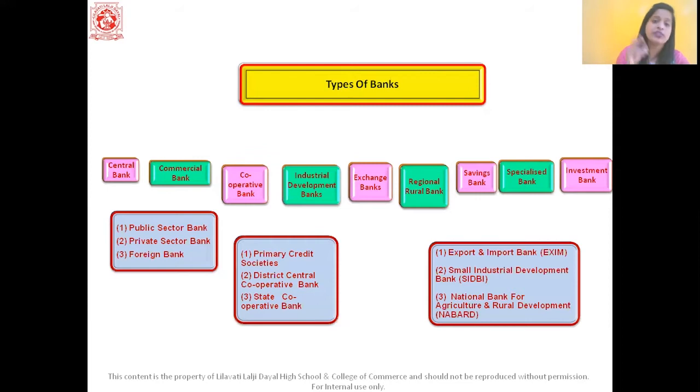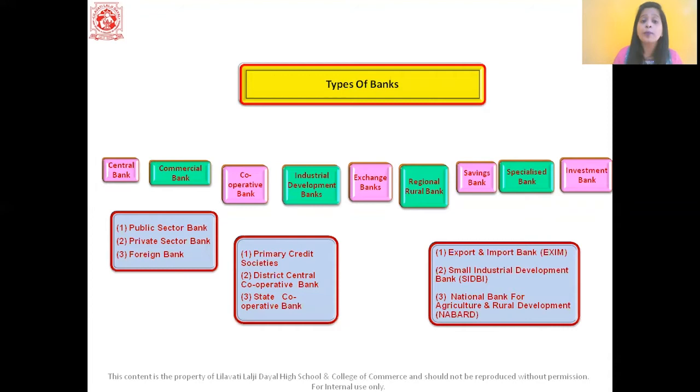The first type of bank is the central bank. The central bank is the apex financial institution. The RBI is termed as the central bank. Then we have commercial banks. Commercial banks, students, play an important role in the economic and social development of the country. Under commercial bank, you have 3 banks: public sector, private sector and foreign bank.